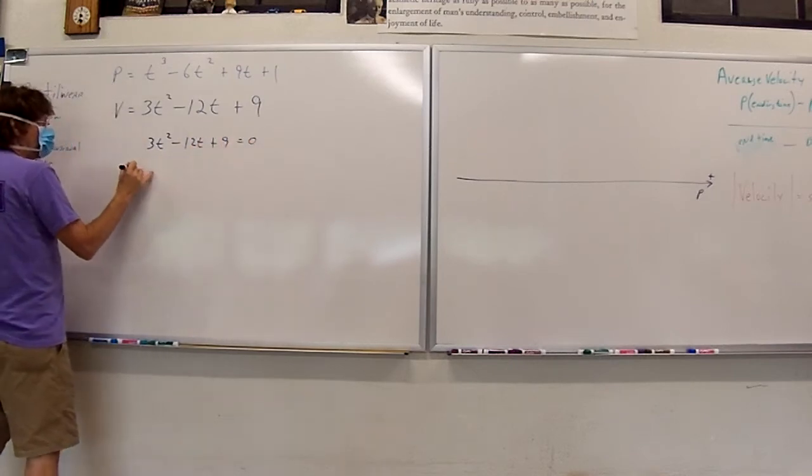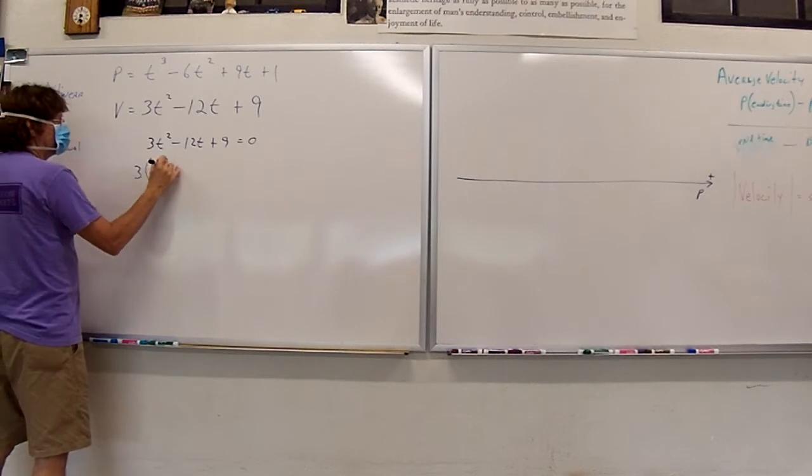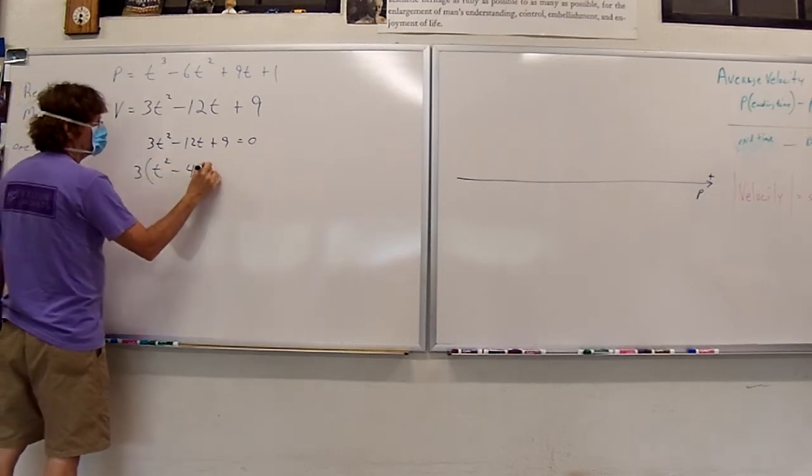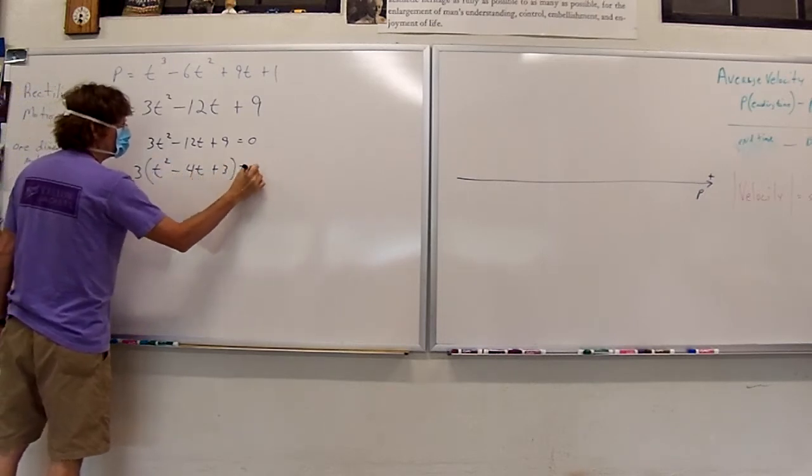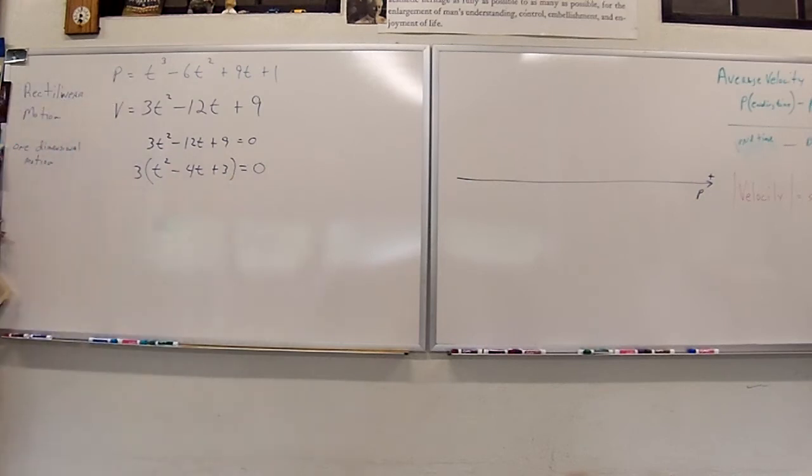When you factor that 3 out, leave it in the front. Because if you don't, you'll make little mistakes later. That 3 might be handy for your velocity formula. Okay? Because we're just rewriting the velocity formula.